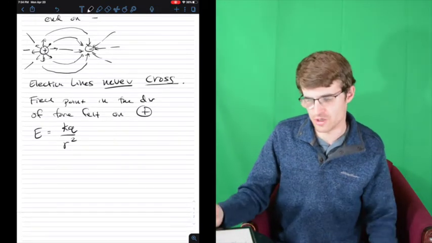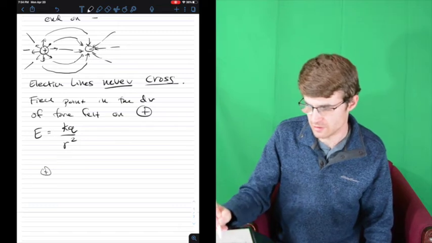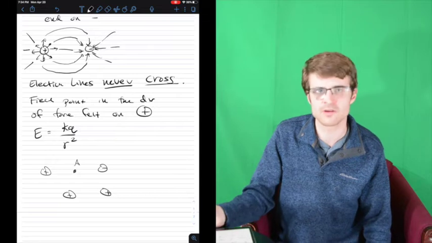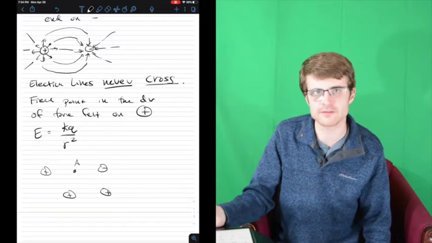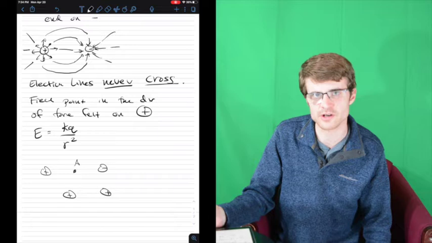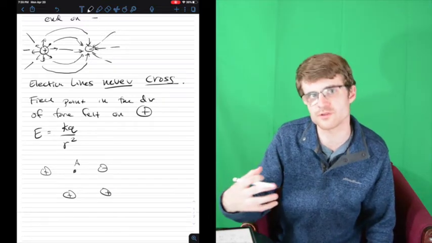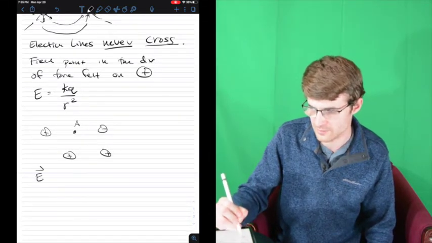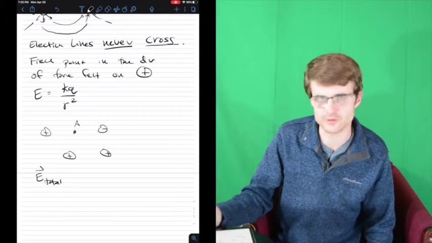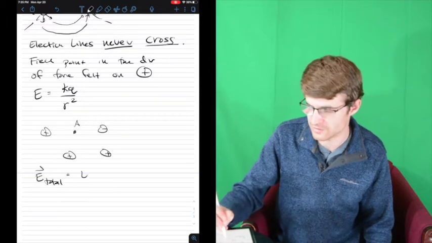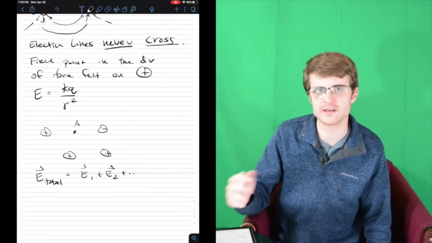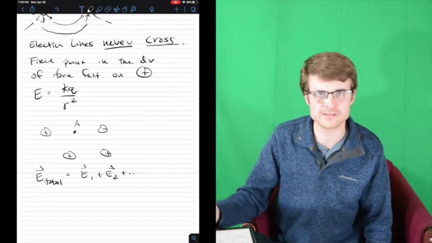Suppose I have lots of charges, like a big distribution here, and I want to find the electric field at this point. Well, what I would do is calculate the field from each of these individual charges, and add them together in a special way that takes the direction of those electric fields into account: vector addition. We say that E, the total or net field, is equal to the vector sum of the individual fields. That's just to say that we recognize that direction is important.